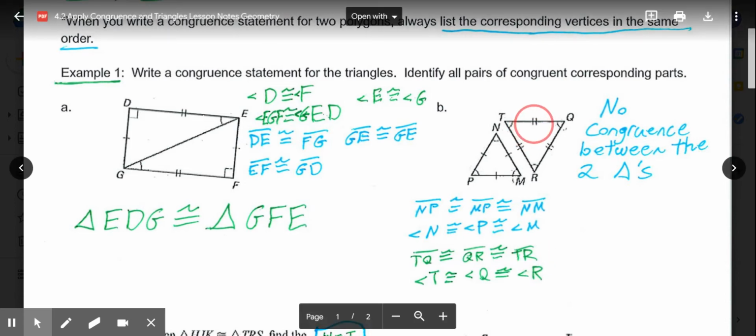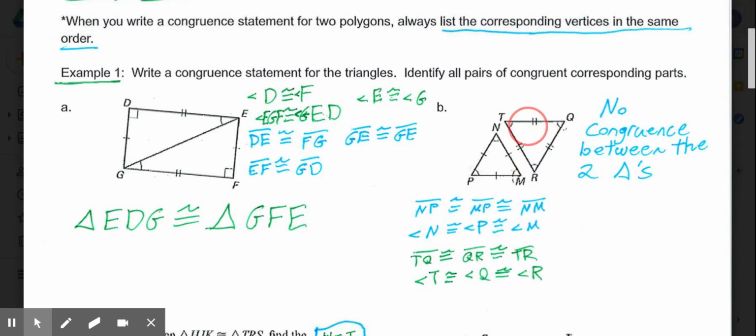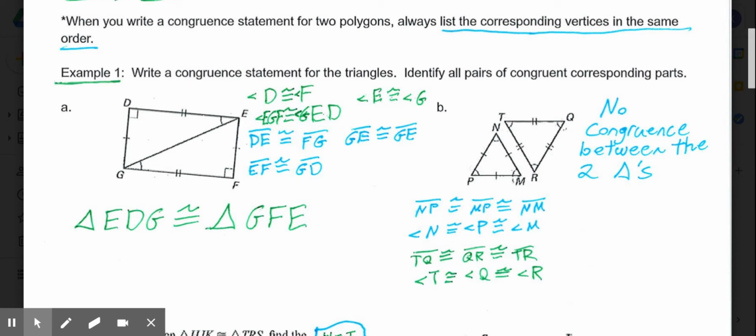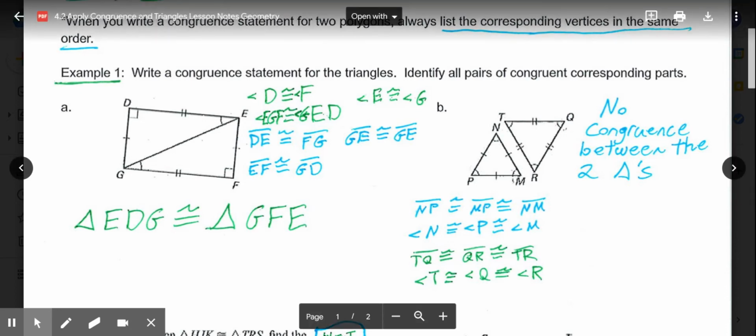But I do not know that the sides on this triangle are congruent to the sides on this triangle. I know all the angles are equiangular, but I don't know if the sides are the same length. So based on that, there is no congruence that I can write between the two triangles. Just because the angles are equal doesn't mean that the sides are also equal length.